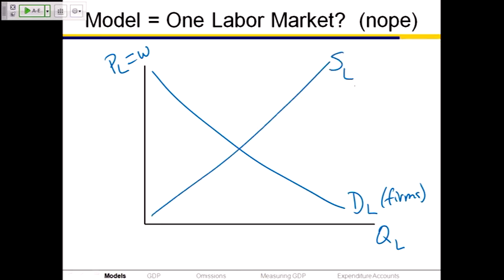Upward sloping supply curve, supply of labor, those are the workers. And that's capturing that at a higher wage, people would want to work more.